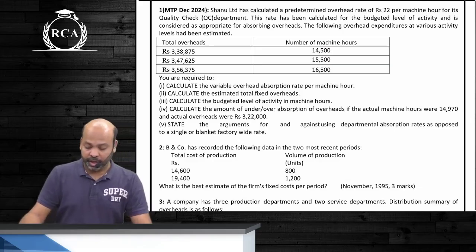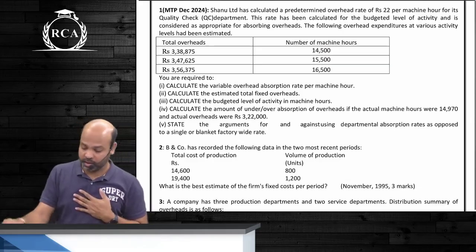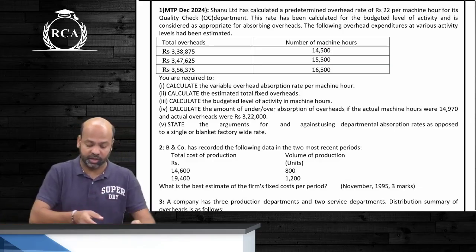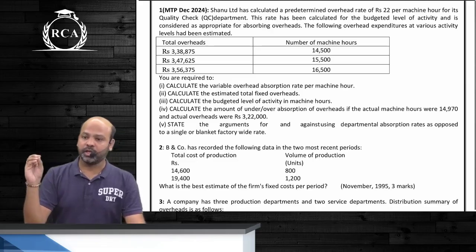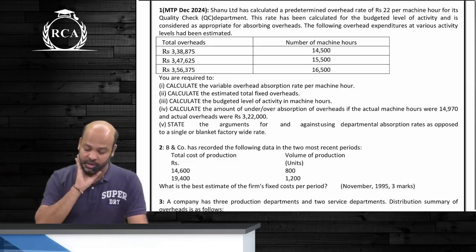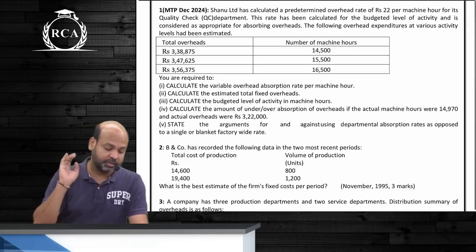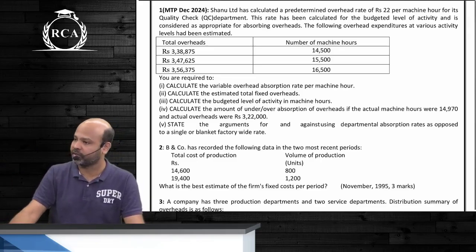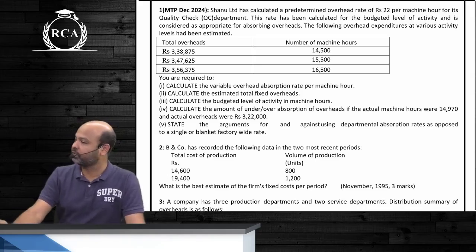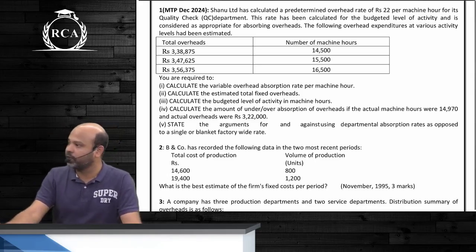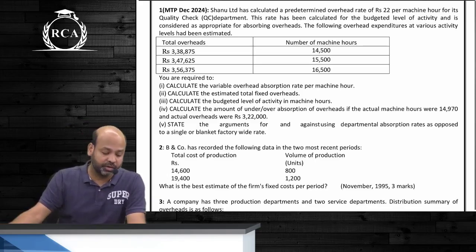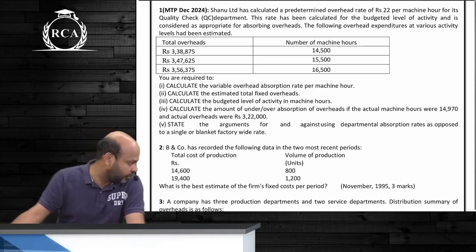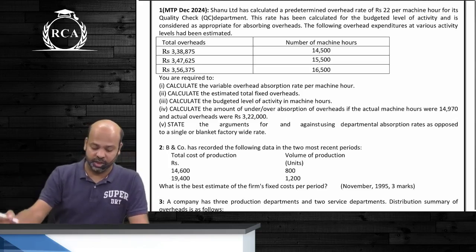3,38,875. Next, 15,500. Total overheads are how much? 3,47,000. Whether it is 14,500 machine hours or whether it is 15,500 machine hours, guys, the amount of fixed overheads in both of them will remain the same. The amount of fixed overhead, guys, is not going to change. The only incremental expenditure from 14,500 to 15,500 will be on account of the variable portion. How much is the change in total expenditure, guys?